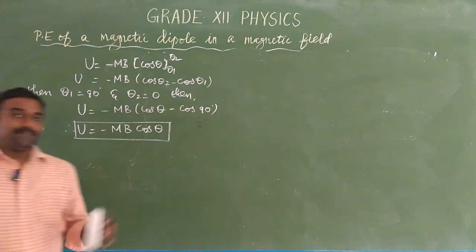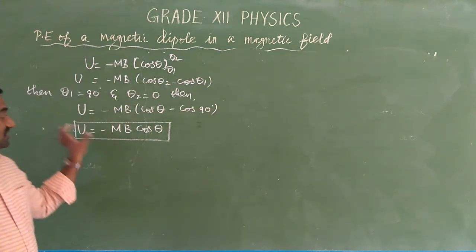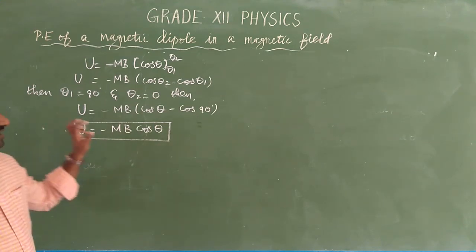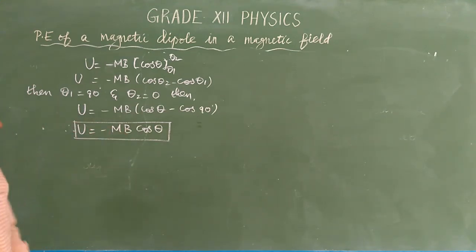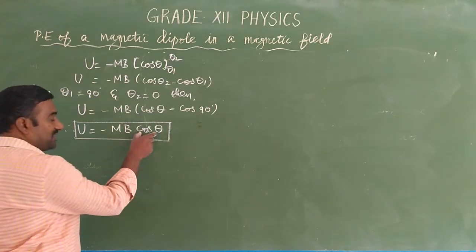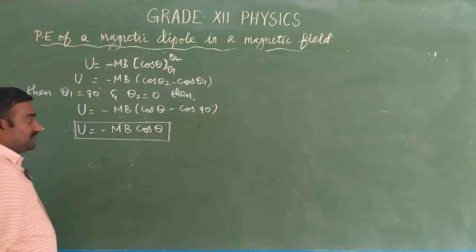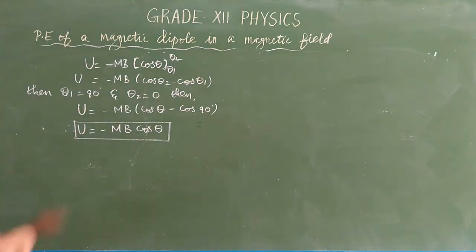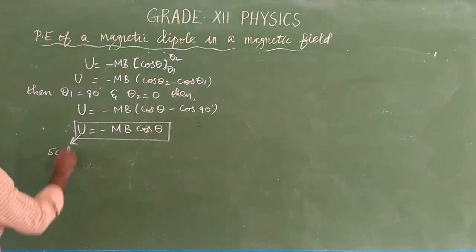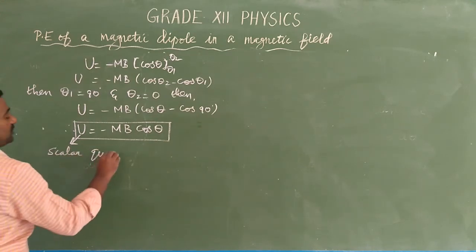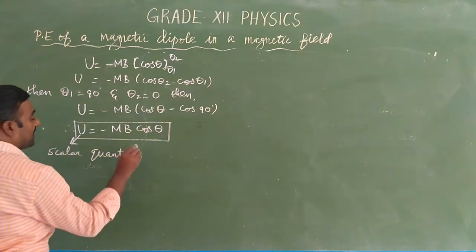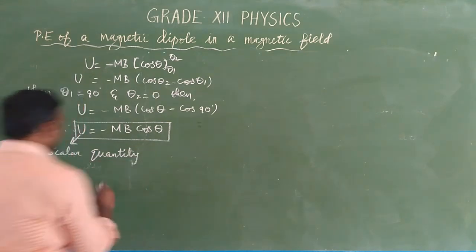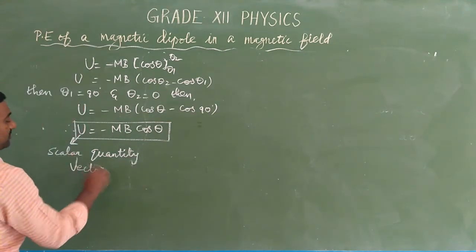Okay. Are you clear? So this is the potential energy of the magnetic dipole in a magnetic field. Here we have a cos theta, so the vector form of these two resultants will be a scalar. So this potential energy is a scalar quantity. How is it a scalar quantity? This potential energy of the magnetic dipole in an external magnetic field is a scalar quantity. Then what is its vector form?